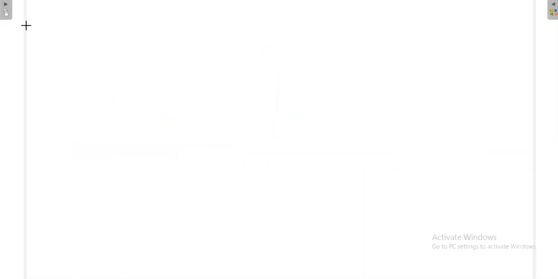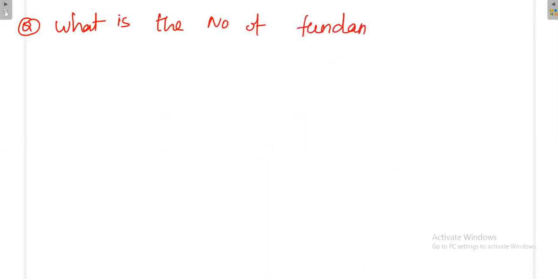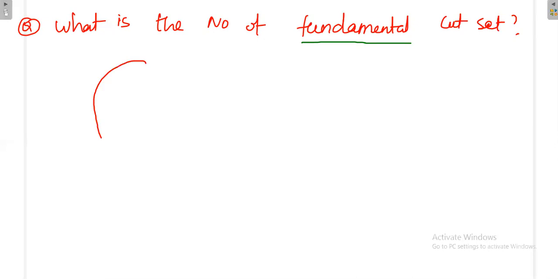First question: what is the number of fundamental cut sets? Again, this word fundamental is very important. If they give fundamental, we get one answer. If they are simply asking for cut sets, we may get some other answer. In this case, they are asking for the number of fundamental cut sets. The circuit is like this. The graph of the circuit is like this.